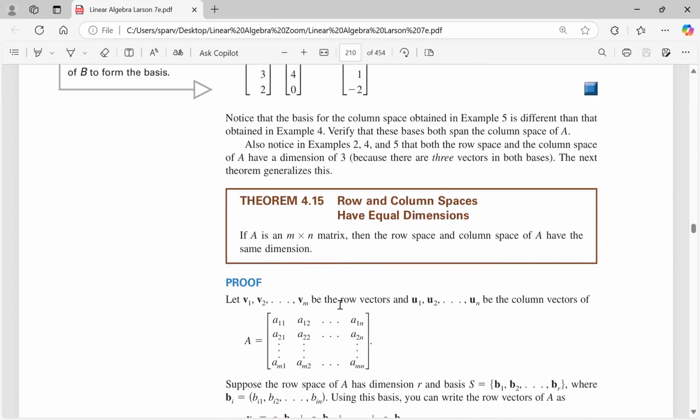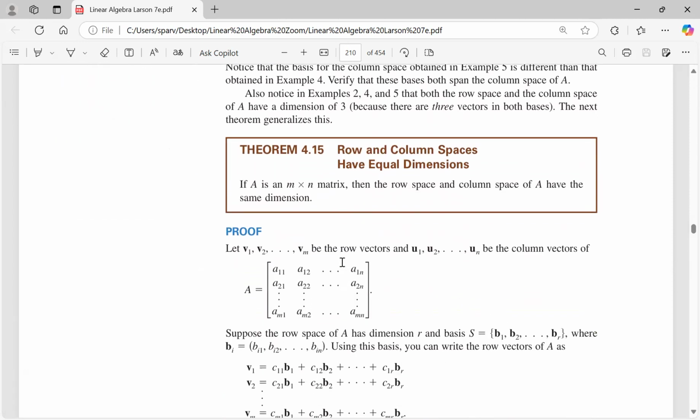Now, if you're okay, then let's take a look at this theorem 15. Theorem 15 says the row and column spaces have the same dimension. Whatever the dimension of matrix A is, the row space and column space of A have the same dimension. And remember, the dimension is the number of linearly independent rows and columns. So in other words, it doesn't matter whether you have row space or column space, they have the same dimension.